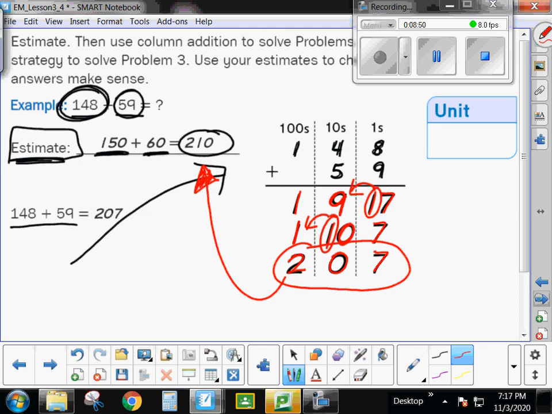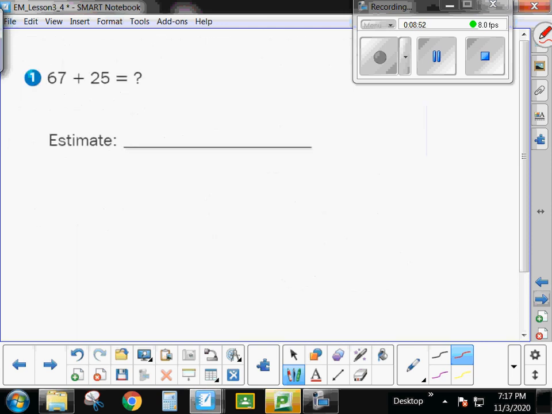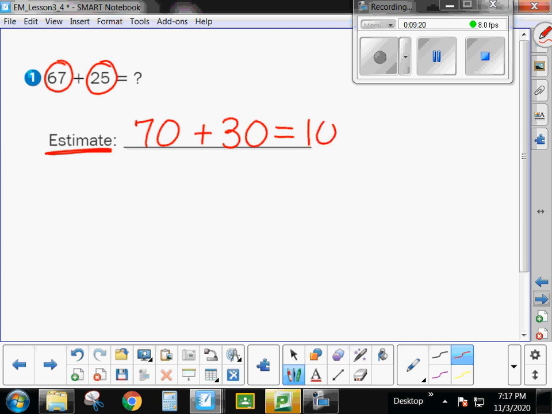All right, so now let's try one on our own. They gave us a double-digit number to try out here. Let's just go ahead together and do the estimate. So what would you change 67 to? What's close but easier? 67 is really close to 70, right? And what would you change 25 to make it easier? 25 is close to 30. So when I add those two numbers together, 70 plus 30, my answer should be close to 100.